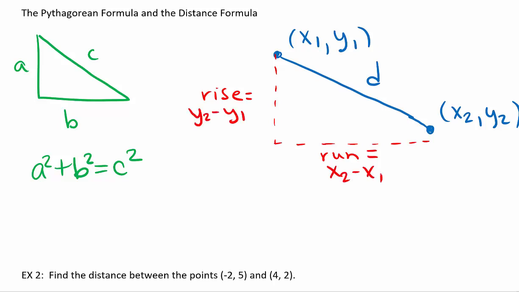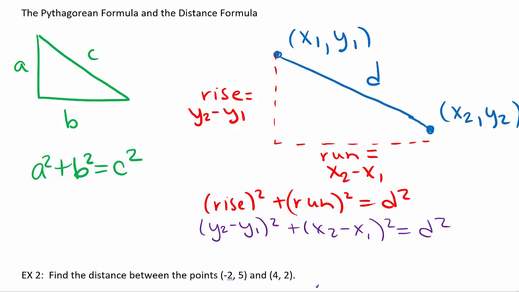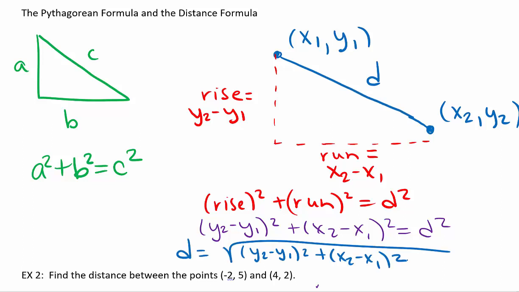The rise is our change in y, the run is our change in x, so using the Pythagorean formula, rise squared plus run squared equals distance squared. Or change in y squared plus change in x squared equals distance squared. If you want to solve this for d, you can by taking the square root of both sides, and that big complicated formula is what's known as the distance formula.